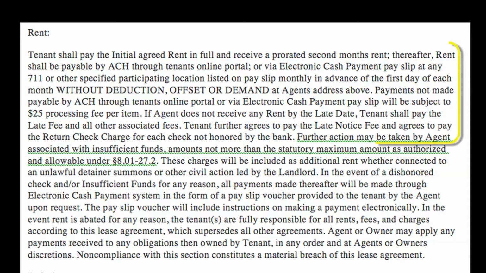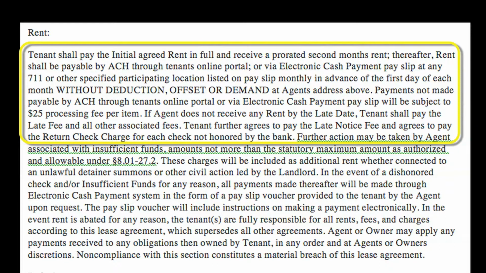Rent. Tenant shall pay the initial agreed rent in full and receive a prorated second month's rent. Thereafter, rent shall be payable by ACH through tenant's online portal or via electronic cash payment payslip at any 7-Eleven or other specified participating location listed on payslip, monthly in advance of the first day of each month without deduction, offset, or demand at agent's address above. Payments not made payable by ACH through tenant's online portal or via electronic cash payment slips will be subject to a $25 processing fee per item.